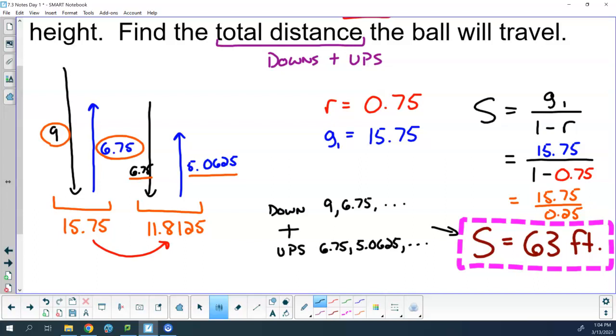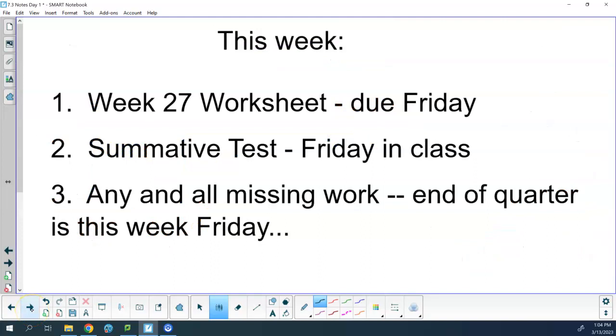Good times. Now, a couple of last little reminders here. First off, worksheet 27, the yellow worksheet. If you haven't picked it up yet, make sure you pause the video right now, walk up to the front, pick it up. Okay? The answers to that are at the bottom of that worksheet. That worksheet is due this Friday, the 17th of March. Friday is also your summative test. That is this week, Friday.